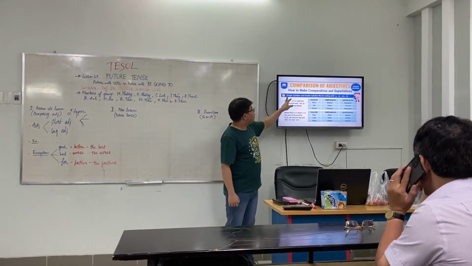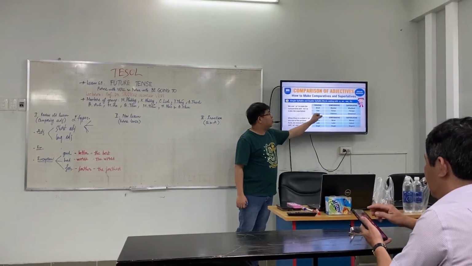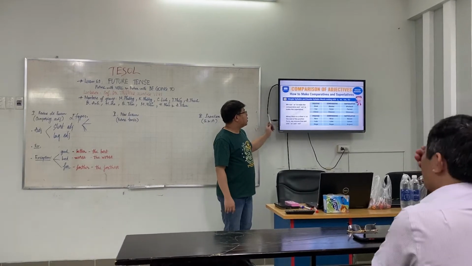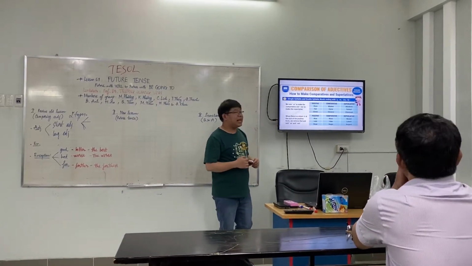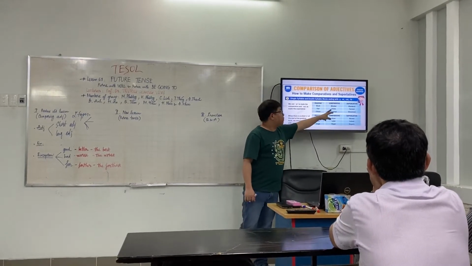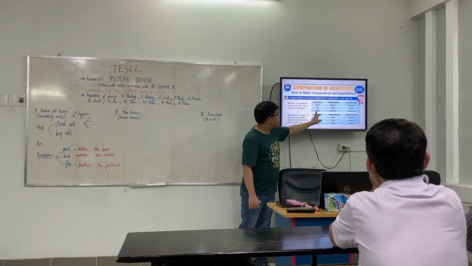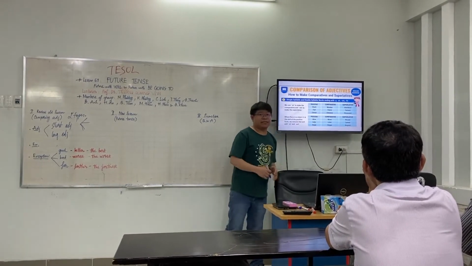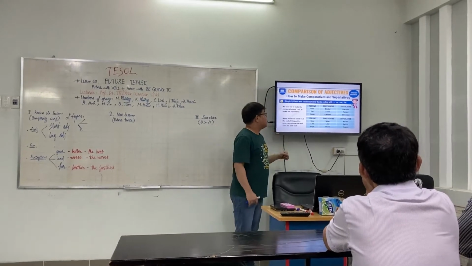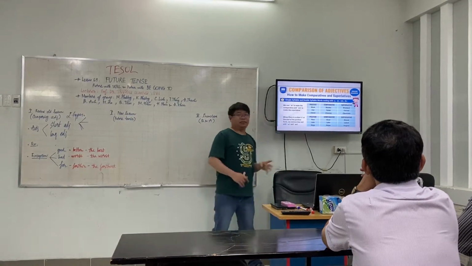Case one: single-syllable adjectives and double-syllable adjectives ending with Y, E, R, O, W, and L, E. We use ER to make the comparative and EST to make the superlative. For example, black, blacker and blackest. Fair, fairer and fairest. Liberal, more liberal and most liberal. For example, Husband is the most liberal in the class.